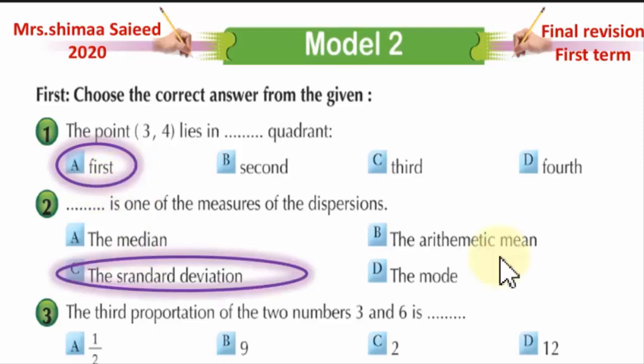The third proportion of the two numbers 3 and 6 is 6 squared over 3, which is 36 over 3, 12.